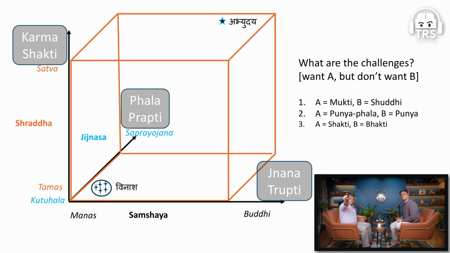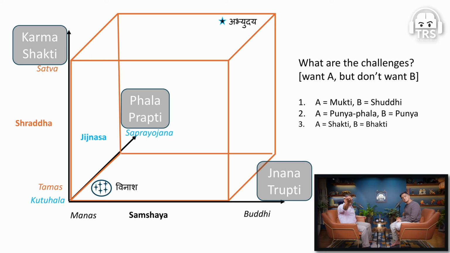Now look at the problem. People want mukti, the rapture of living, but they're not willing to do the tapasya that is required, the shuddhi. They want punya phala, they want the ready outcome, but they're not willing to do the punya, meaning the tapasya. And they want shakti for a karma, but they're not willing to do bhakti. This is the challenge. And what Krishna is preaching in the entire Bhagavad Gita is basically this: taking from this bottom left-hand corner to the top right-hand corner of the cube. Okay. And so you will see this everywhere.